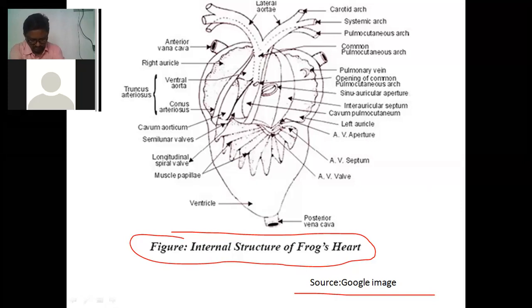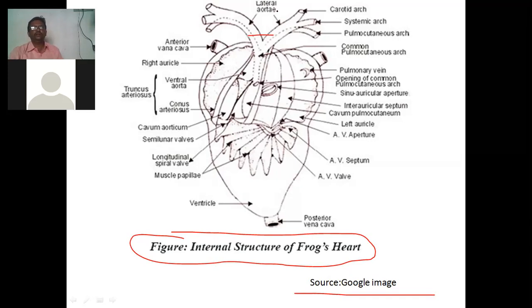Okay, so now here, as far as the internal structure of this frog heart is concerned, there are different things just in front of us. First of all, these are some aortic branches.